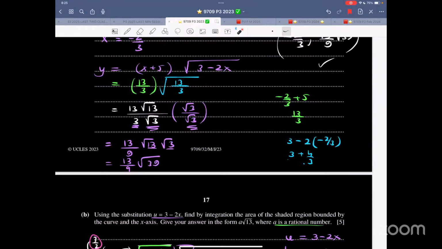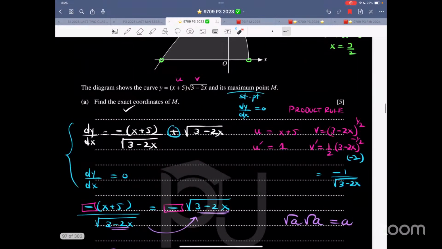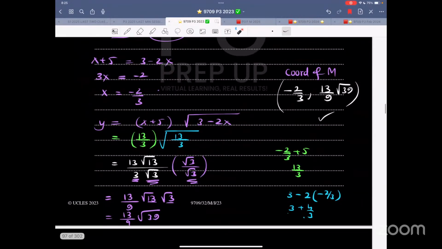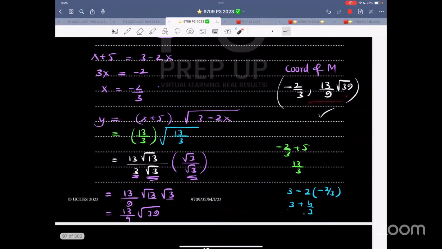And after rationalization, you are getting this thing. 13 over 9 root 39. They're asking for the exact coordinates. That is the x coordinate and the y coordinate. So that is the answer right over here.